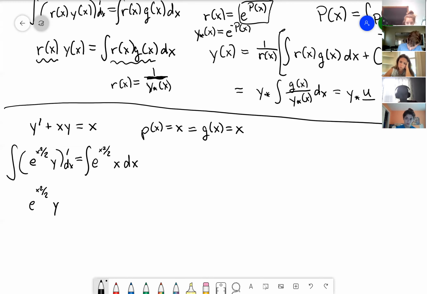And so what we get from this, on the left-hand side, is e to the x squared over 2 times y, and on the right, e to the x squared over 2 plus some constant. So that works out really nicely, and we can solve for this. Okay. Sorry, I got distracted by my own notes. So we just divide on both sides by e to the x squared over 2, and we get y is equal to e to the x squared over 2 divided by e to the x squared over 2, which is just 1. So we get 1 plus c times e to the minus x squared over 2, because we're dividing.